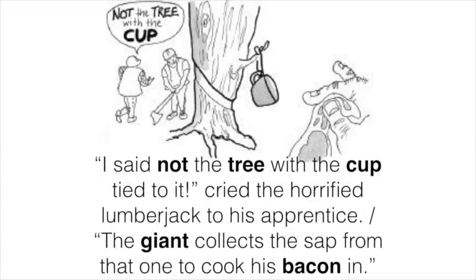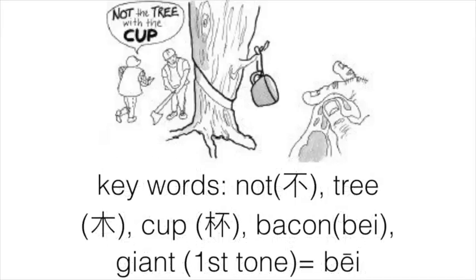And so this is the sentence that will come with it. "Not the tree with the cup tied to it," cried the horrified lumberjack to his apprentice. The giant collects the sap from the one to cook his bacon in. And so here, the story helps connect the different parts. When you remember that they're arguing about which tree to cut down and that he shouldn't cut it down because of the giant and his bacon, then you're able to put all the parts together. That you can pull out your, again in this case, 5 keywords. That not, tree, cup, bacon, and giant go together to make both the character and the meaning and the sound of the word bei.